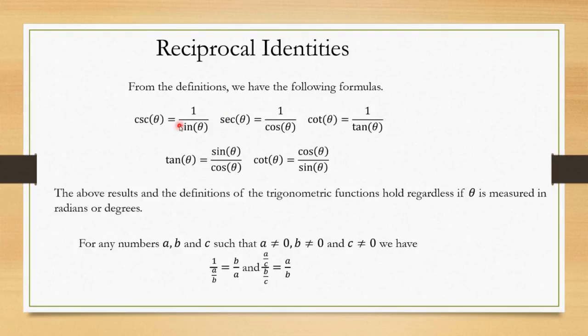Cosecant is 1 over sine of theta. Secant is 1 over cosine of theta. Cotangent is 1 over tangent of theta. In fact, you can get tangent and cotangent in terms of sine and cosine, as you can see here. Again, it's all from the definition. There might be a little bit of algebra there. I know for tangent there is, but it turns out this is true.